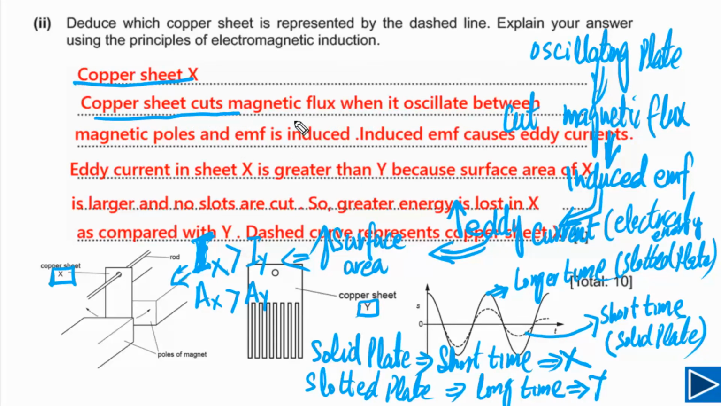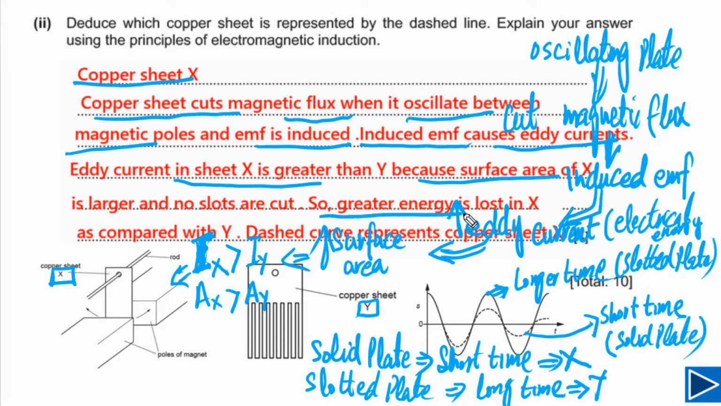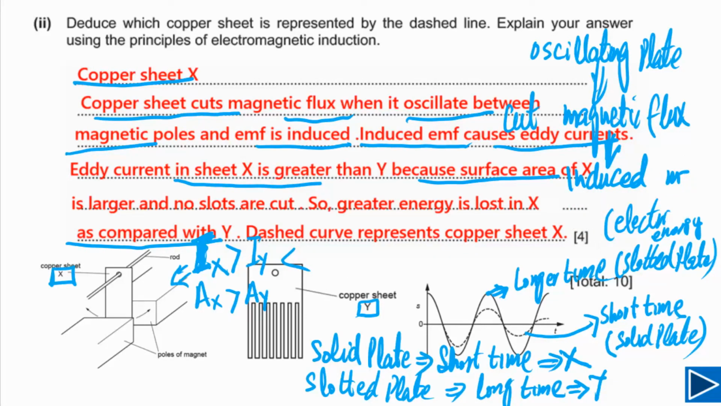Copper sheet cuts magnetic flux when it oscillates between the magnetic poles, and EMF is induced. This EMF will cause eddy currents. And eddy currents in X are greater because it has greater surface area. So greater energy is lost in X as compared with Y. So the dashed curve represents the copper sheet. This is how you need to write down the answer in a very systematic way. If you write down these points, you will get 4 marks, and the total marks for this question are 4.